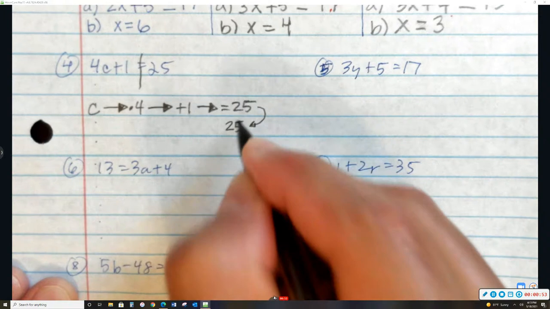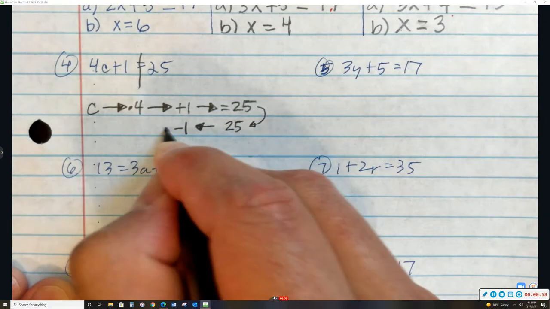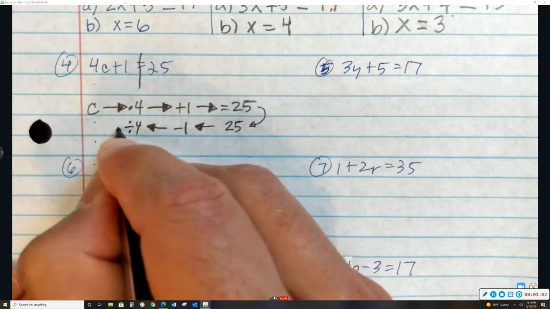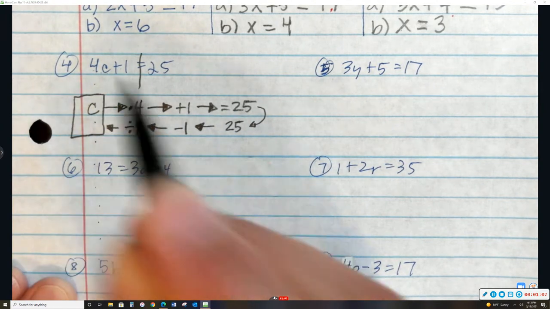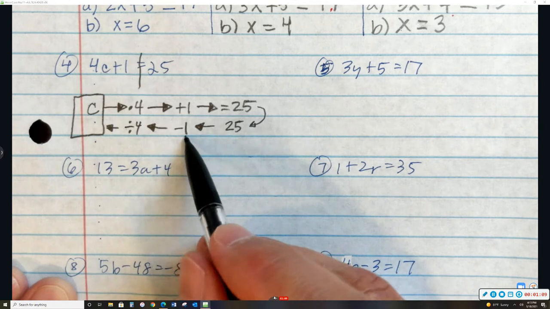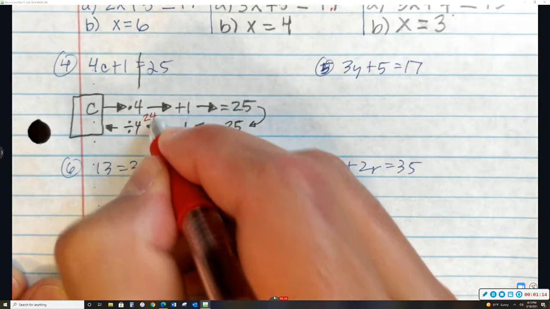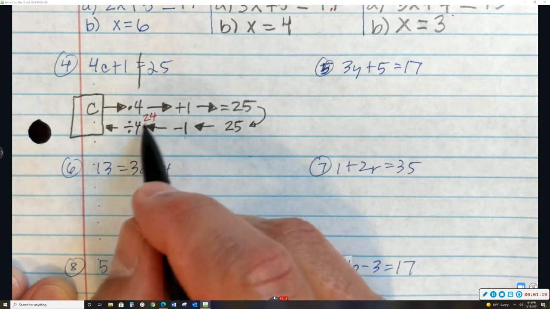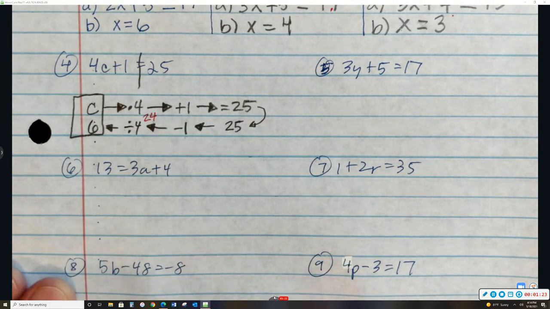You go 25. And then now that we're working backwards, we have these inverse operations, or opposite operations. Divided by 4, and then what we land with is going to be our answer. So I know 25 take away 1 is 24, and if you want, you can put a 24 up here just to remind us what our number is. So 25 take away 1 is 24, and then 24 divided by 4, well, that's 6. So that means I know C equals 6, right?